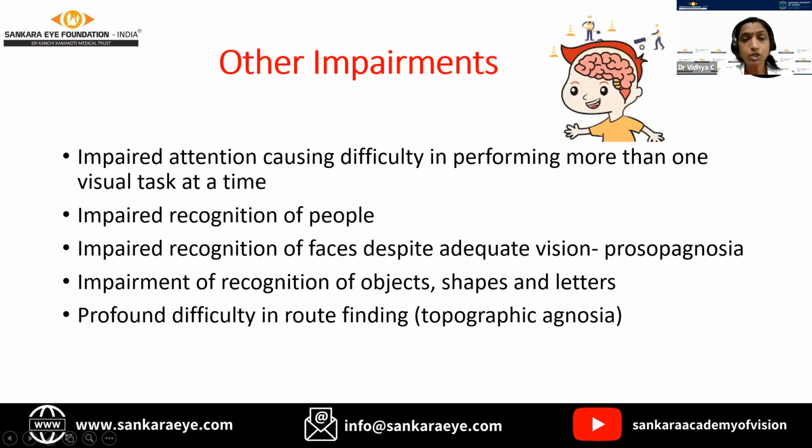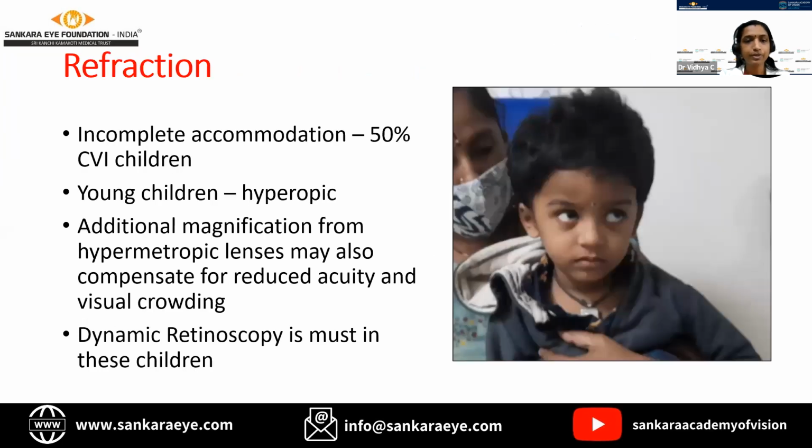The other impairments which are common in children with CVI are impaired attention, causing difficulty in performing more than one visual task at a time. Impaired recognition of people and faces despite adequate vision, which is called prosopagnosia, impairment of recognition of objects, shapes, and letters, and profound difficulty in route finding, which is called topographic agnosia. Each and everything needs to be evaluated in detail to get the exact picture of the child before we go ahead with the treatment strategies.